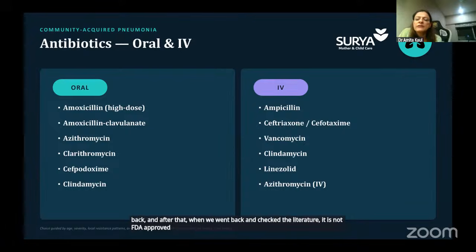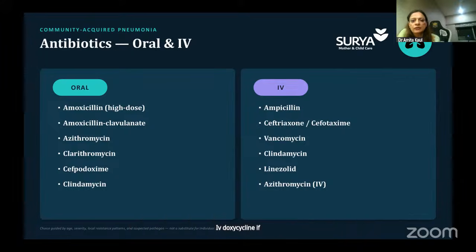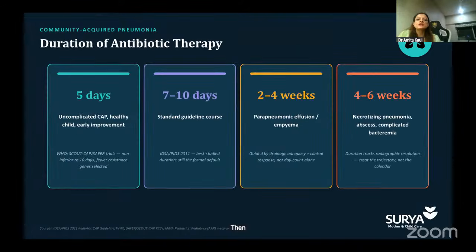So obviously, even with Mycoplasma pneumonia, we use oral azithromycin. Along with that, you can use IV doxycycline if you are suspecting macrolide resistance, or an IV fluoroquinolone like levofloxacin. Then what is the duration of antibiotics?